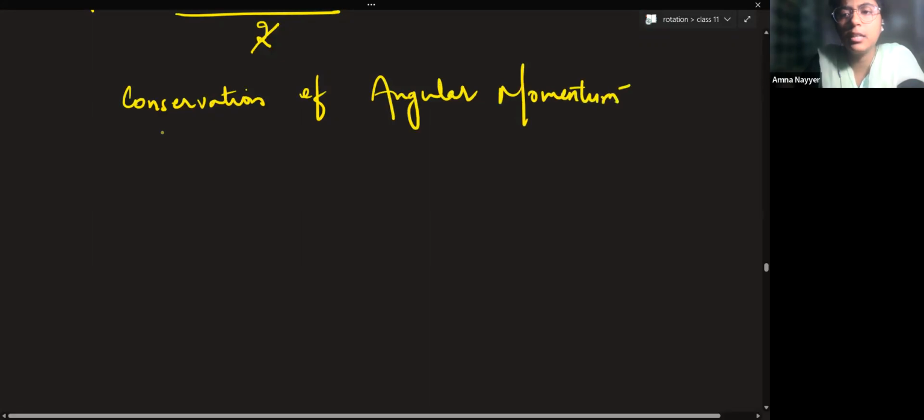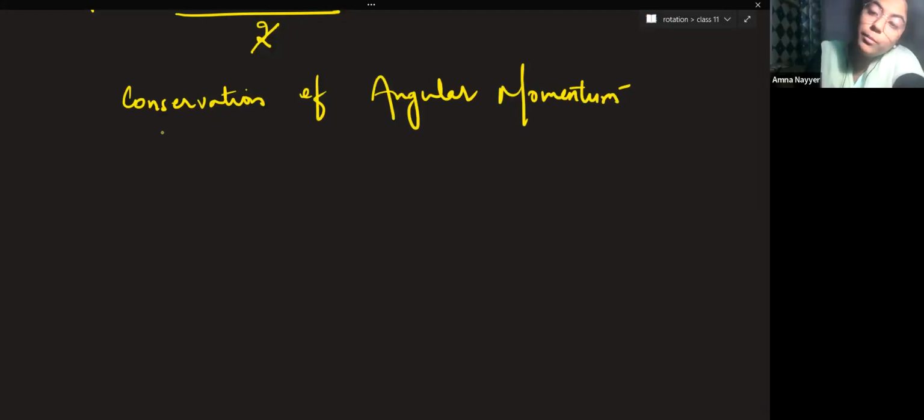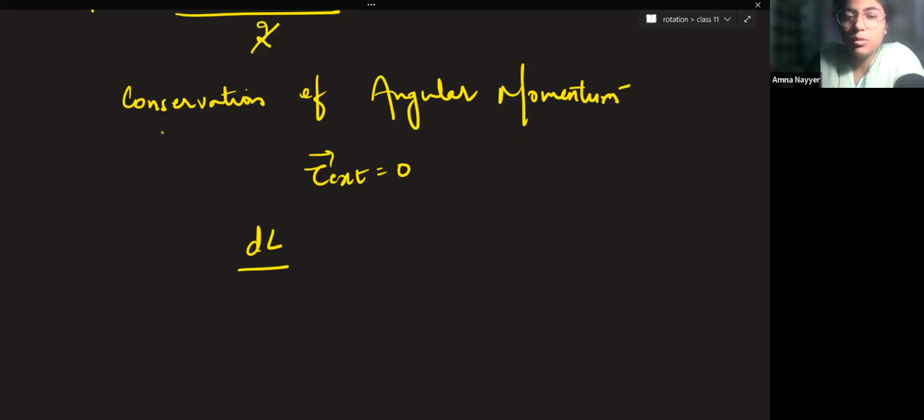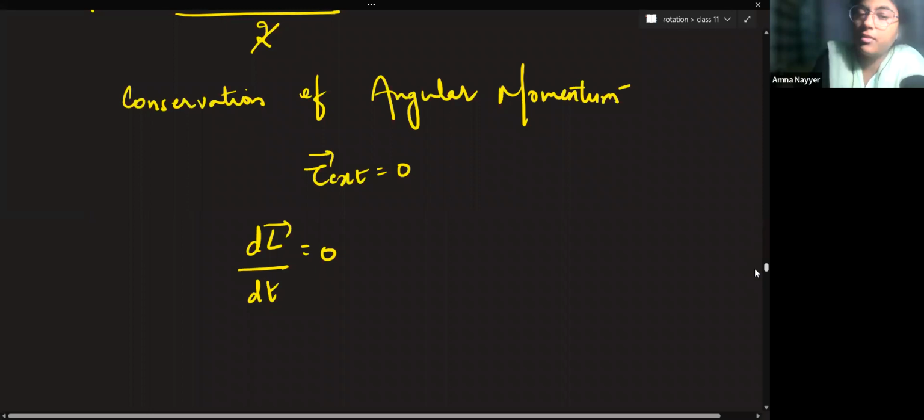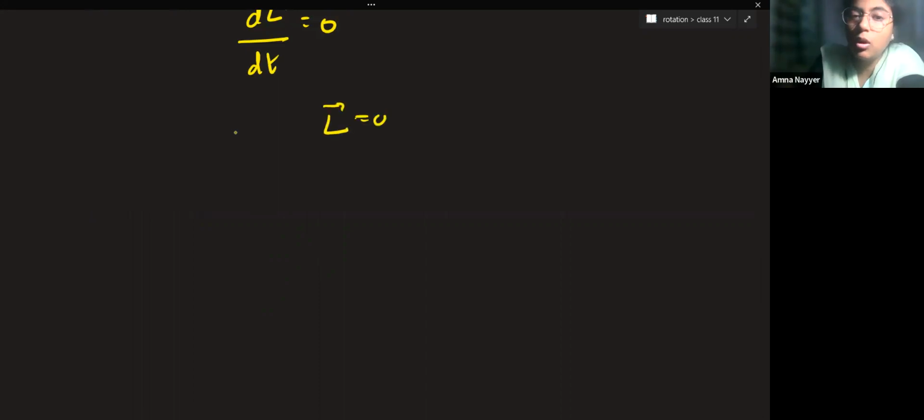So when do we say linear momentum is conserved? Whenever the external force is not acting. So when do we say angular momentum is conserved? When external torque is not acting, the external torque is zero. So it means rate of change of linear momentum will be zero, and rate of change of angular momentum will also be zero. If the rate of change of angular momentum is zero, it means angular momentum is constant. So if no torque is acting in your system, angular momentum remains constant.